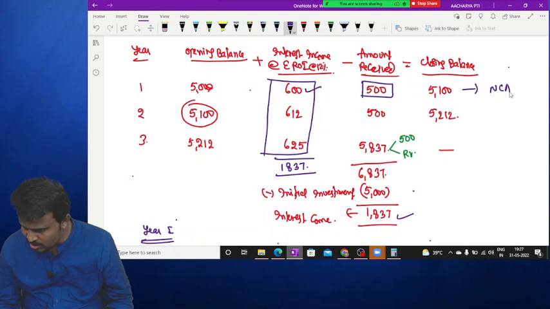But coming to the second one, 5,212. This 5,212 is the balance to be shown at the end of the second year. Then tell me, how many years will it take to recover this amount, 5,212? 1 year or more than 1 year?